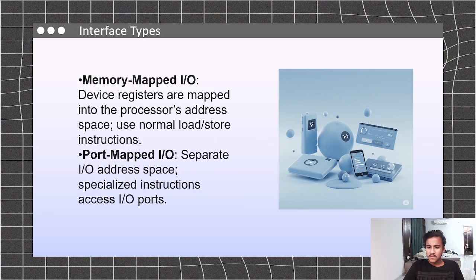There are two main types of I/O addressing. In memory-mapped I/O, device registers share the CPU's address space and are accessed like normal memory load and store instructions. In port-mapped I/O, there's a separate I/O address space and special CPU instructions, like in and out, read and write device ports.